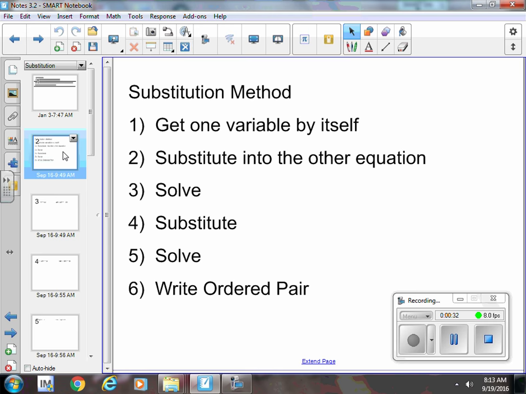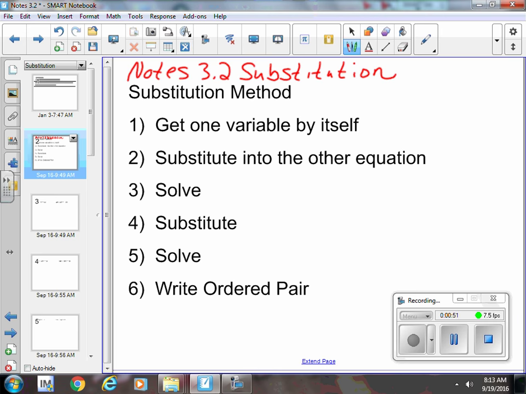And the next thing is the steps for the substitution method. So in this video, we are going to be doing notes on substitution. In further videos this week, we will be doing notes on other methods. So pause the video and write this down.